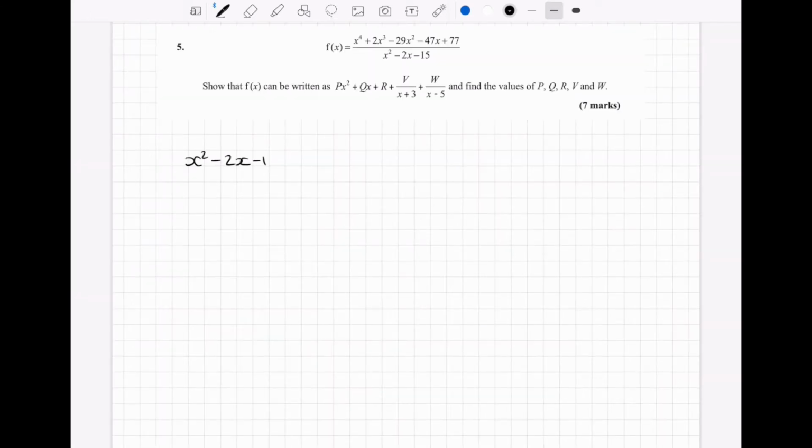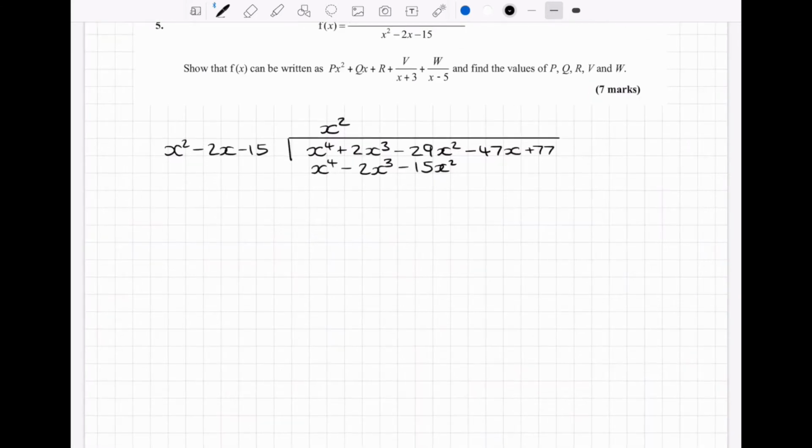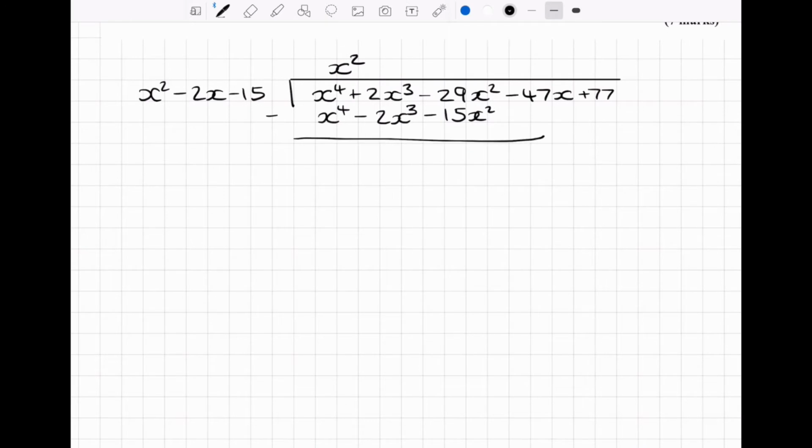Question 5, we have a polynomial long division. So first of all, what do we want to times x squared by to get x to the 4? And we want to times it by x squared, so I'll put that first factor up at the top. And I'll times everything by x squared. So I get x to the 4 minus 2x cubed minus 15x squared. Then I'll take away those equations.